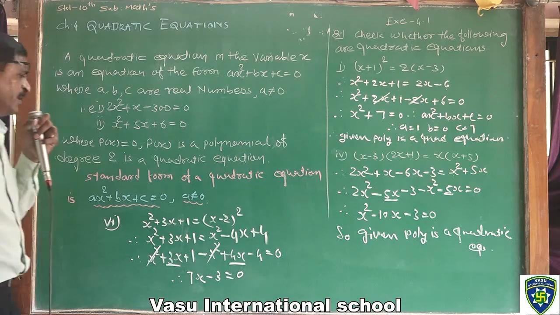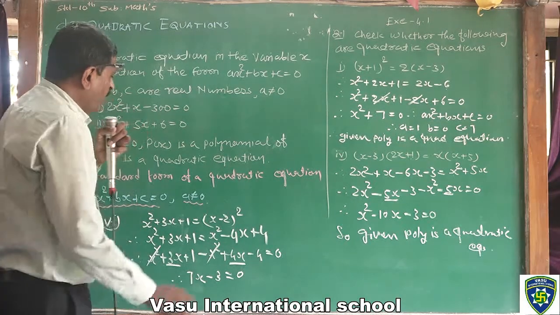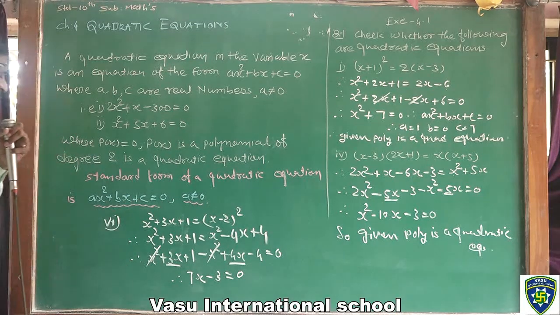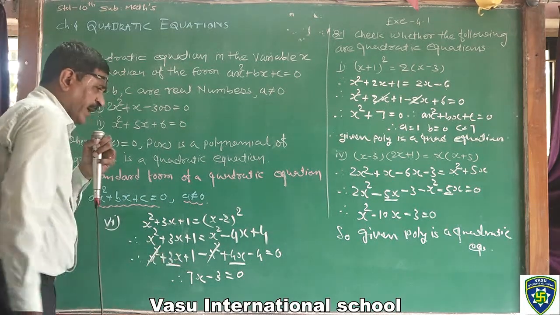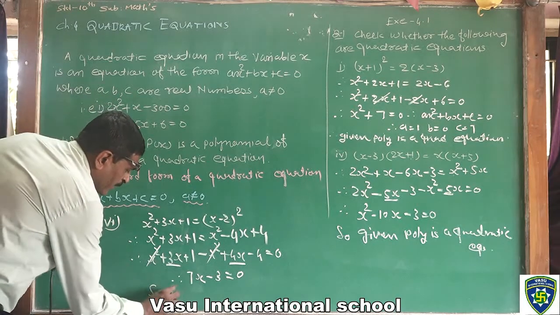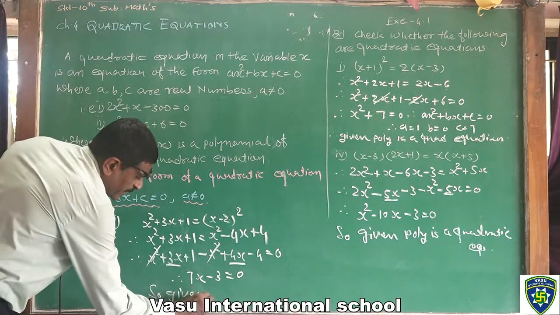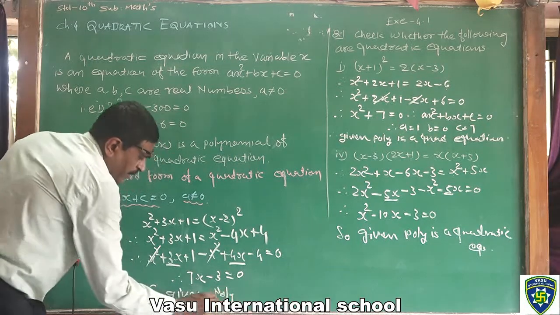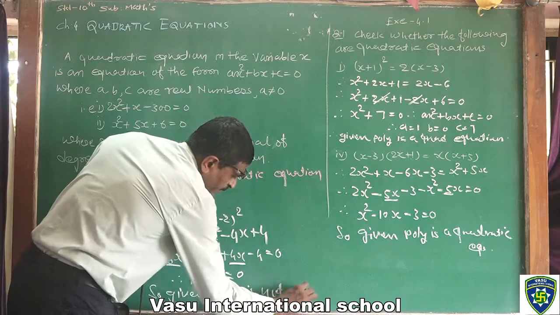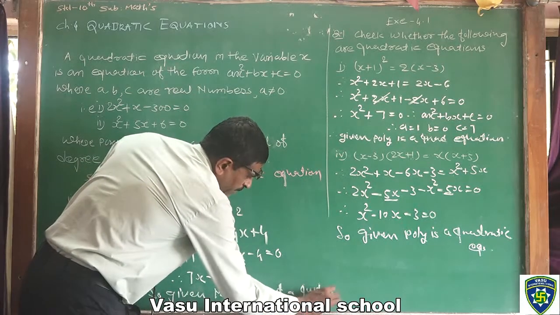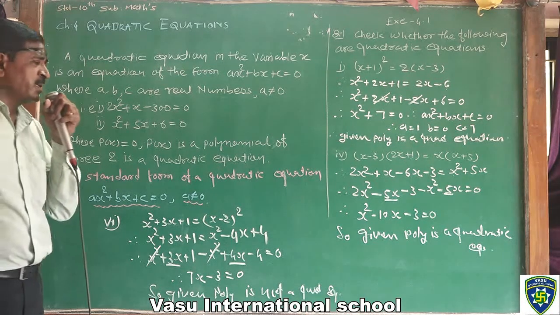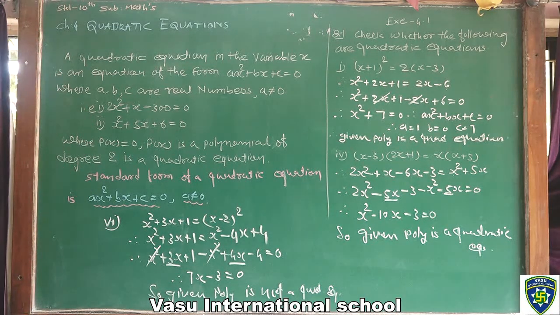Look at here. Compare with the standard form of quadratic, ax square plus bx plus c is equal to 0. But we don't have an x square term. That's why the given polynomial is not a quadratic equation.